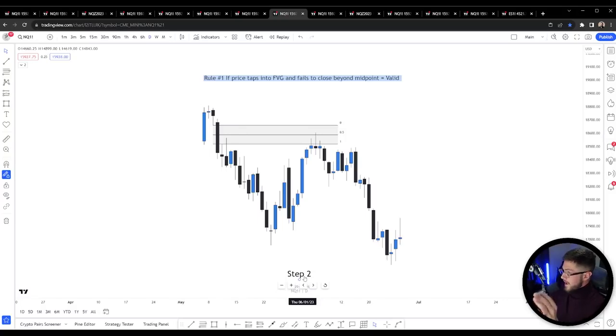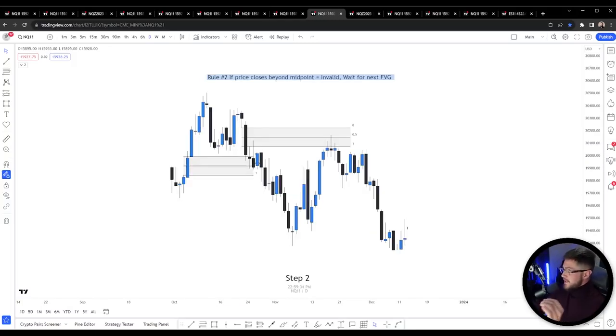Now in step 3, after we go over these next couple rules, I'm going to show you exactly how we're going to use this in a mechanical strategy to get an 80% success rate on daily bias. So you can see again, price travels up into this fair value gap. It fails to close above the midpoint and price falls. Both times this happened, price fell.